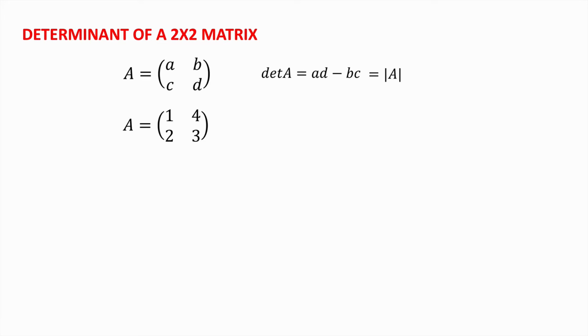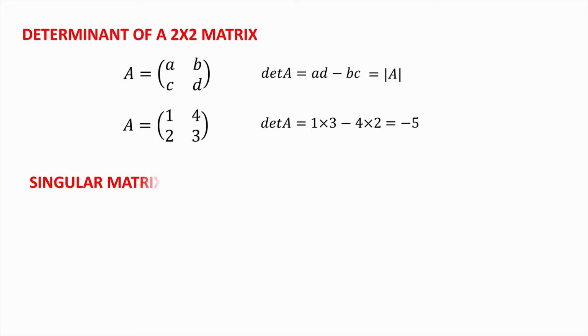Now we're going to look at the determinant of a 2 by 2 matrix. So we have matrix A, which is A, B, C, D. The determinant of A is just A times D minus B times C. And this can also be denoted as putting A between two vertical lines. Alright, so for example, let's say A is 1, 4, 2, 3, then the determinant of A will be 1 times 3, that's AD, subtract 4 times 2, which is BC, and we'll get negative 5.